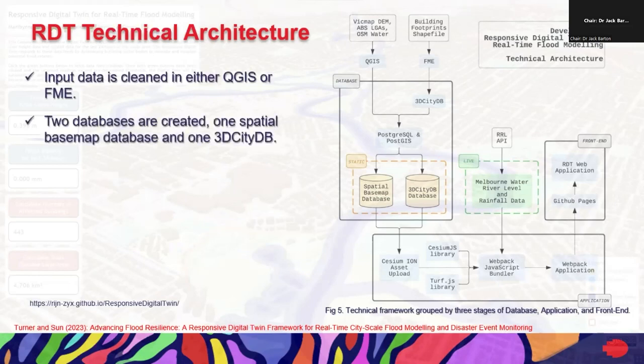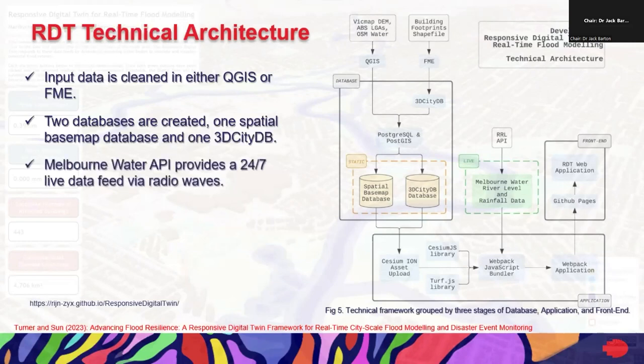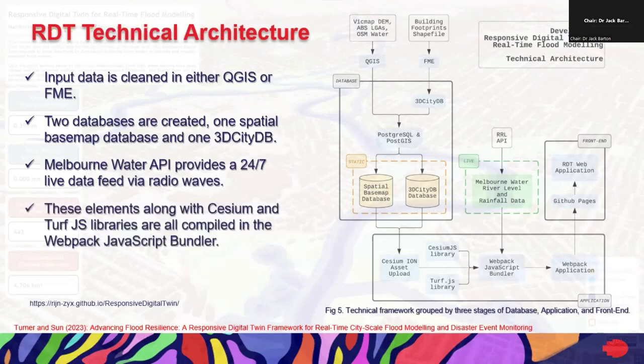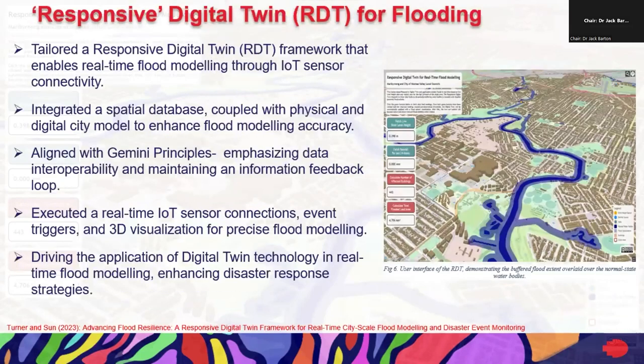So two databases are created: one spatial database and one 3D City DB, and we link that to the water API. These elements were built into the system using Cesium ion, and using Turf.js to enable the flood modeling. Eventually we use GitHub cloud services as the collaborative platform to publish the application. So that is the product currently under review by a journal.